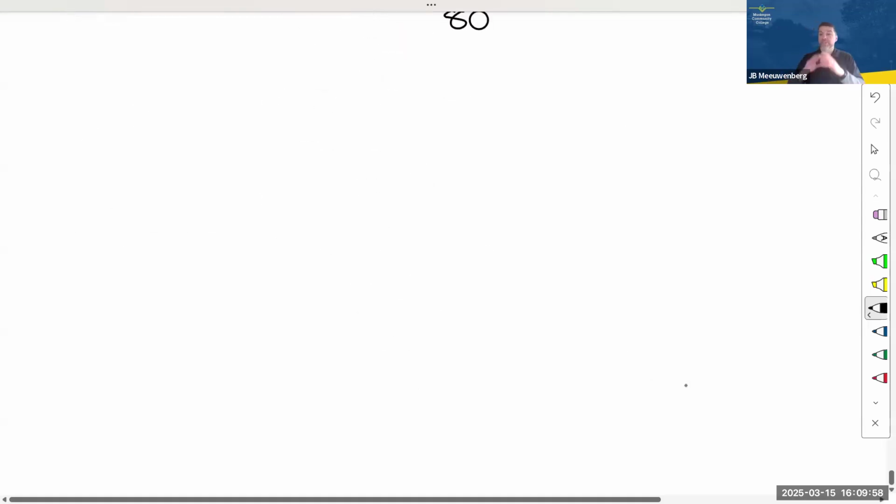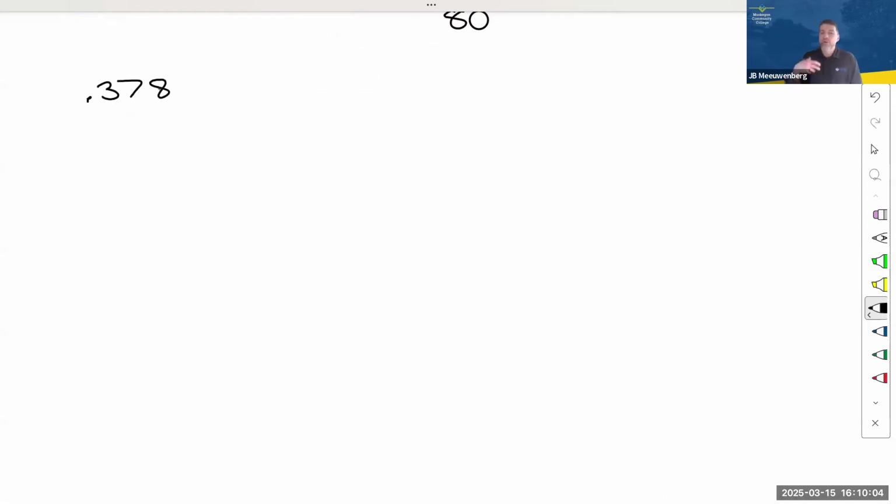The terminating ones are fairly straightforward. 0.378. How can we write that as a fraction? Well, the easiest way is to take 378 and just put it over whatever that last place value was. 1,000. There you go. You're done. That's it.